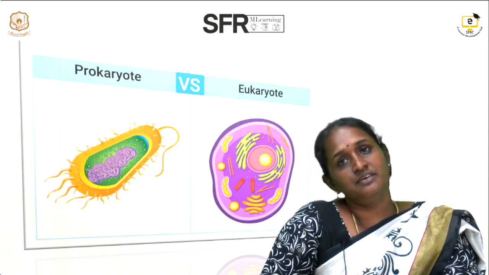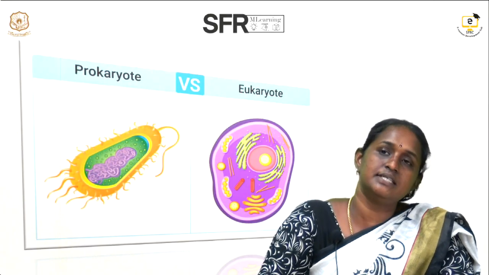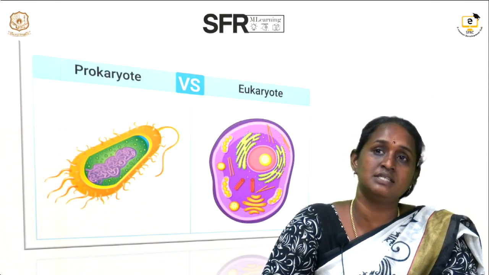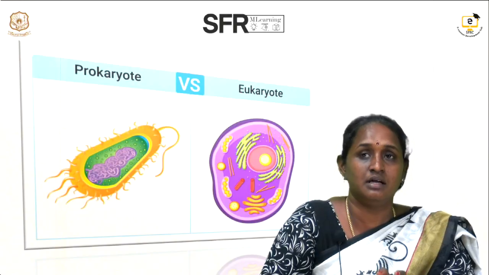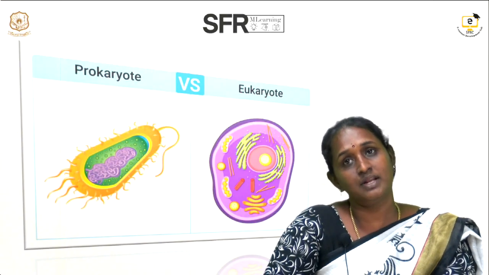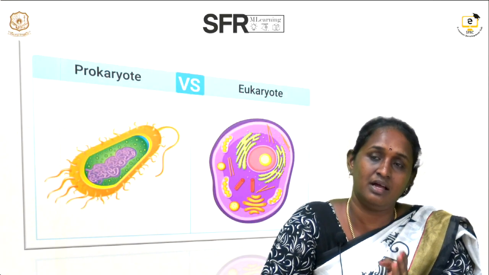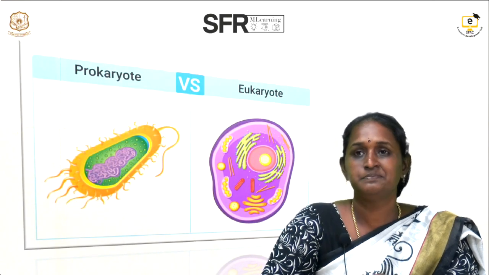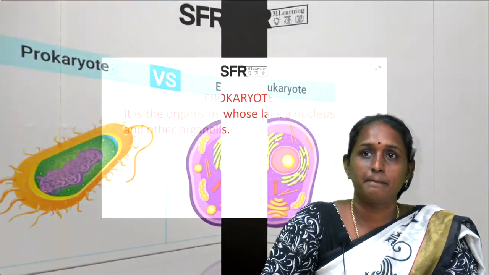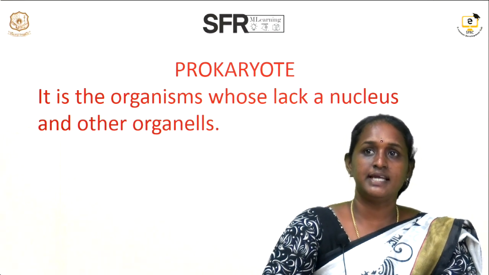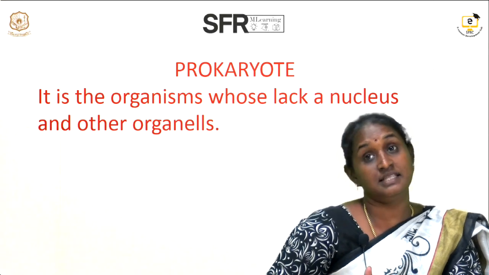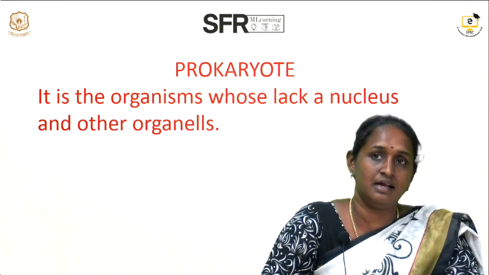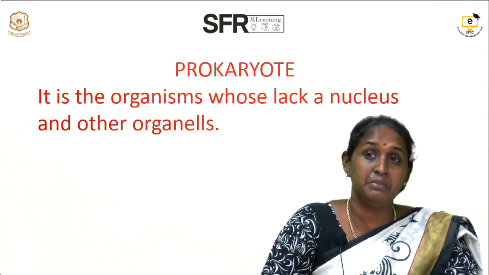Next, we can see the difference between prokaryote and eukaryote. I already told you that cells that have a nucleus are called eukaryote, and cells without a nucleus are called prokaryote. So I gave this image to differentiate the prokaryote and eukaryote. A prokaryote is an organism that lacks a nucleus, and it also lacks some other organelles.